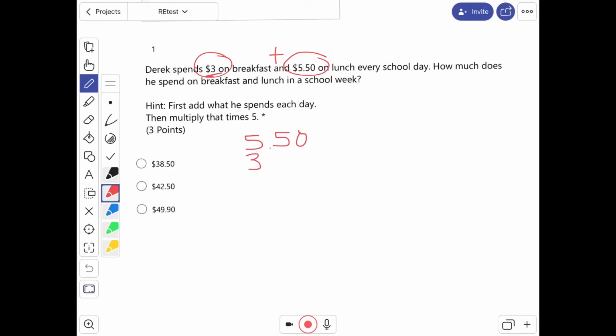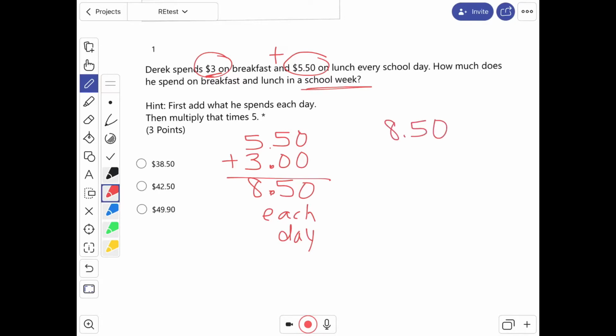When I write the 3, it needs to go under the first 5 because we have to line up our decimals. So Derek is spending $8.50 each day. Now I need to find out how much in a school week. There's 5 days in a school week, so I can either add this 5 times or multiply by 5. If I multiply, I get $42.50.